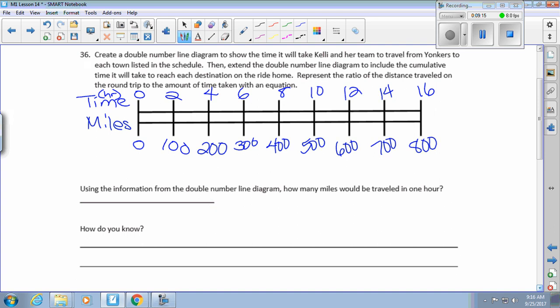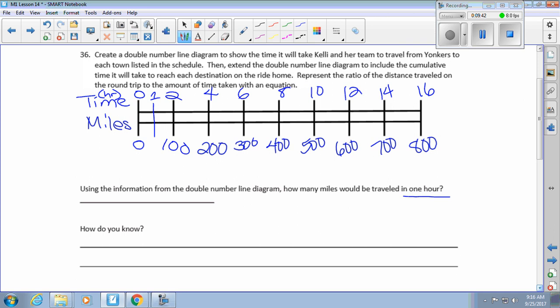All right, using the information from the double number line, how many miles would be traveled in 1 hour? So what would be right here? If this were 1 hour, what would that be? Timothy, coming to you. 50. 50, very good. And what you can't see on the YouTube video is me almost falling on my head trying to run over to Timothy. So that would be quite fun to watch, I'm sure.